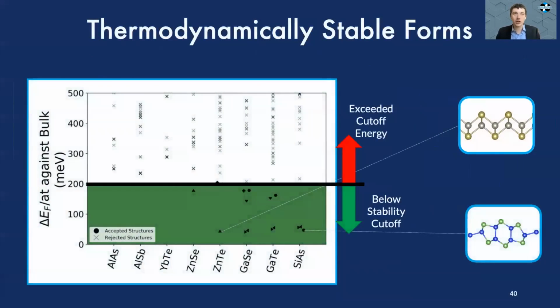So plotted here, each icon represents a structure that we tested, and note that each one above the line is rejected, and each one below the line was accepted.